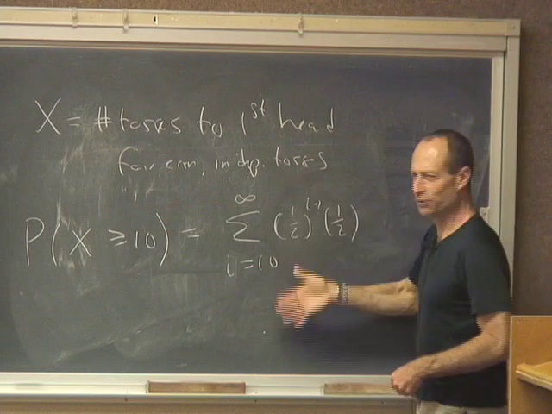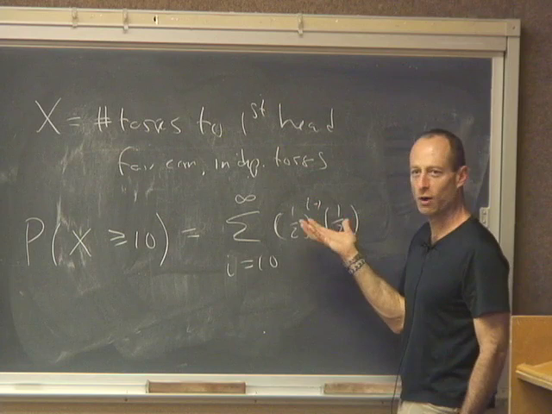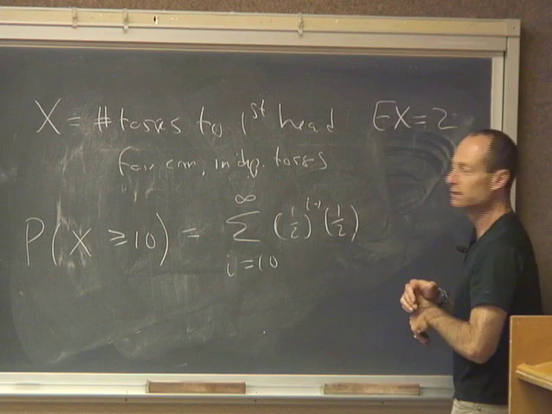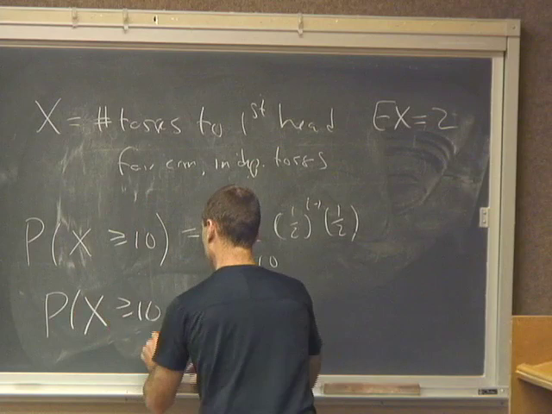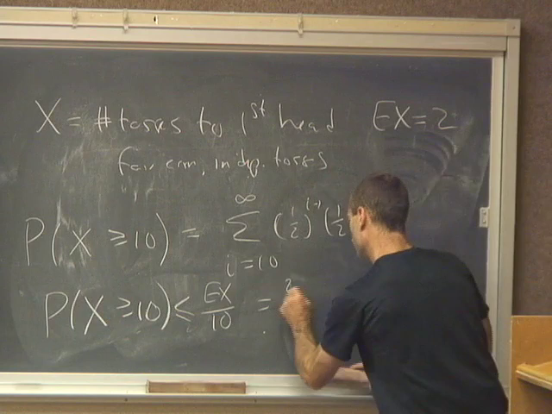All right, so I could do that sum. Or I could take 1 minus the chance that it takes 9 or fewer. Then I would only be adding 9 things and then subtracting that from 1. But if I wanted to just very quickly get a bound using Markov's inequality, what could I do? What's the expected value of x? 1 over p, which is 2. So the probability that x is greater than or equal to 10 is less than or equal to the expected value of x over 10, which is 2 over 10, a fifth.